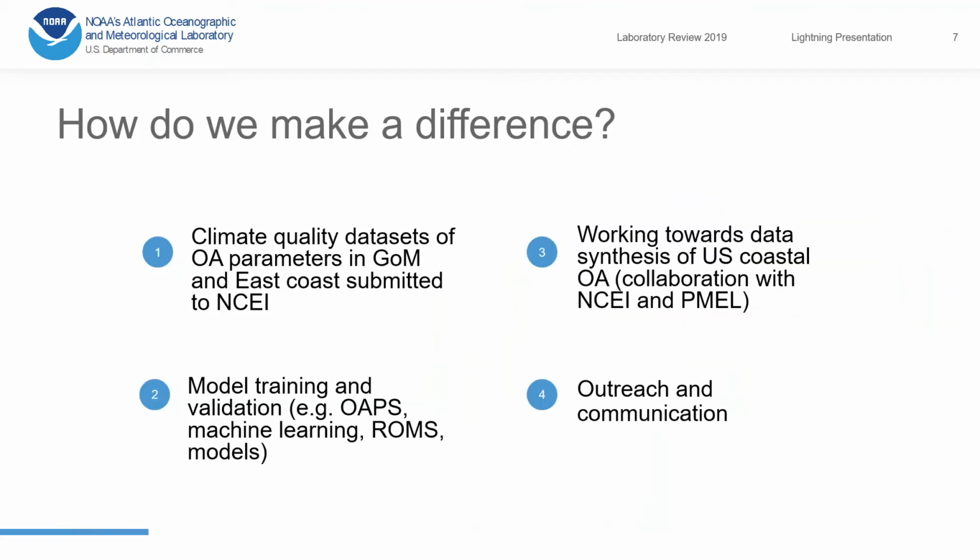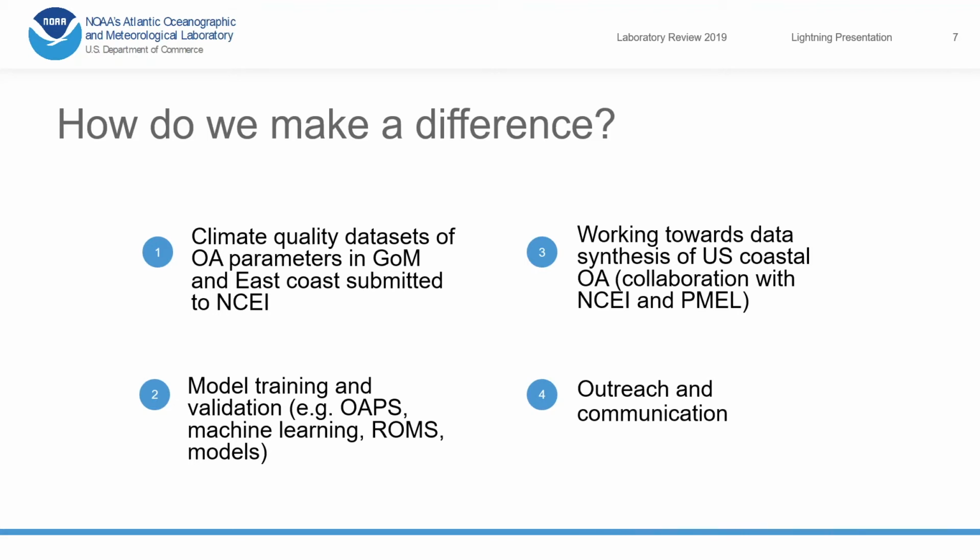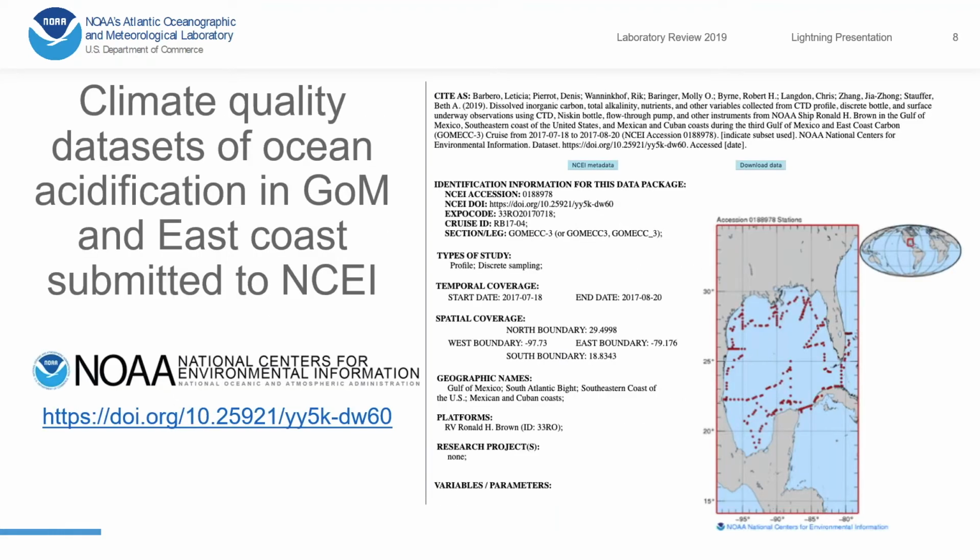As to how our work is making a difference, I'm going to highlight four examples right now in a little more detail. We provide climate quality data sets of OA for the Gulf of Mexico and the East Coast. We partnered with NOAA and NCEI and we submit them to them. They give us a citation link, a DOI. This is an example of our most recent Gulf of Mexico cruise where you can see there's a way to cite our data to properly acknowledge the funding agency and the work that we at AOML did.